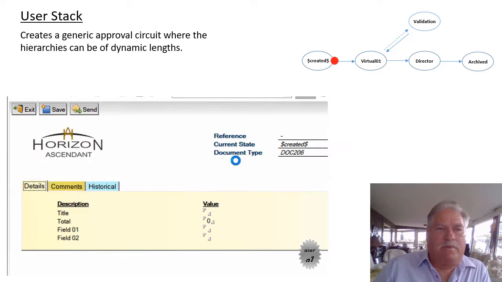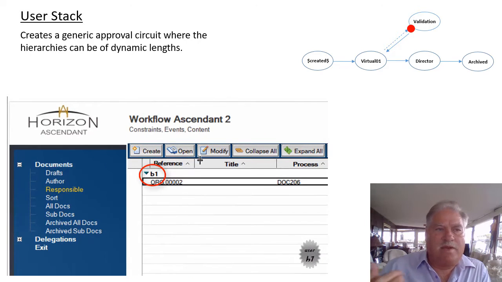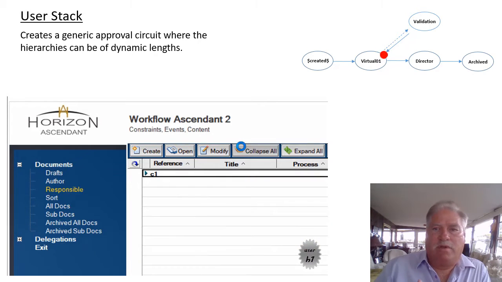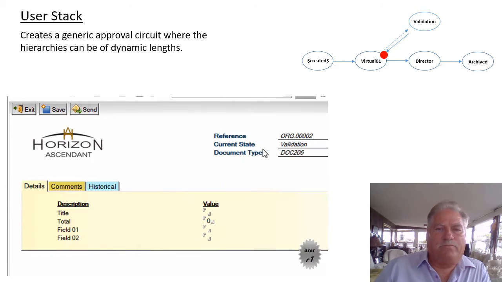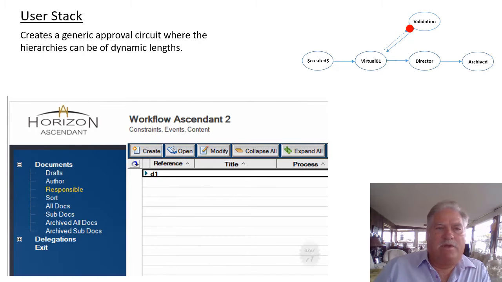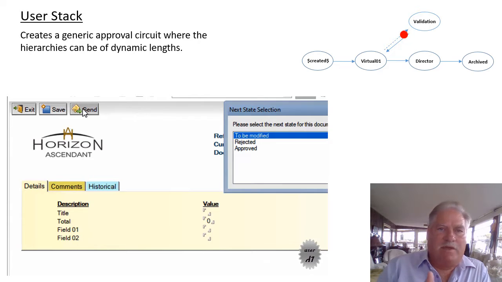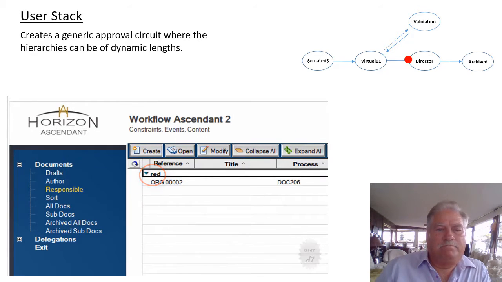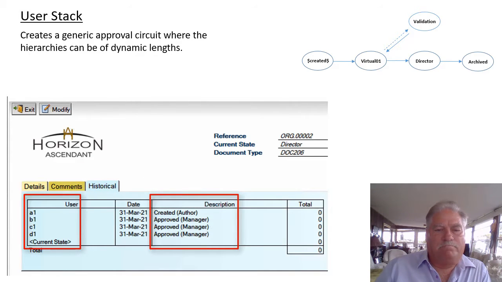Now, combined with an approval matrix, this essentially allows us to create a generic approval circuit. We will be going back and forth through validation and virtual 01, those two states, popping off usernames as we're going through those two states. And that will continue until all of the usernames have been popped off the stack, in which case the document will be routed on to Director. And here's the historical log here.